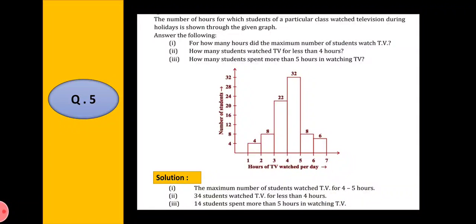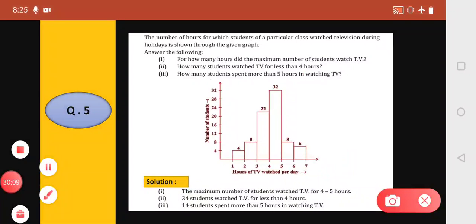Second, how many students watch TV for less than 4 hours? And third, how many students spent more than 5 hours in watching TV? Now, let us use the histogram to get our answers.